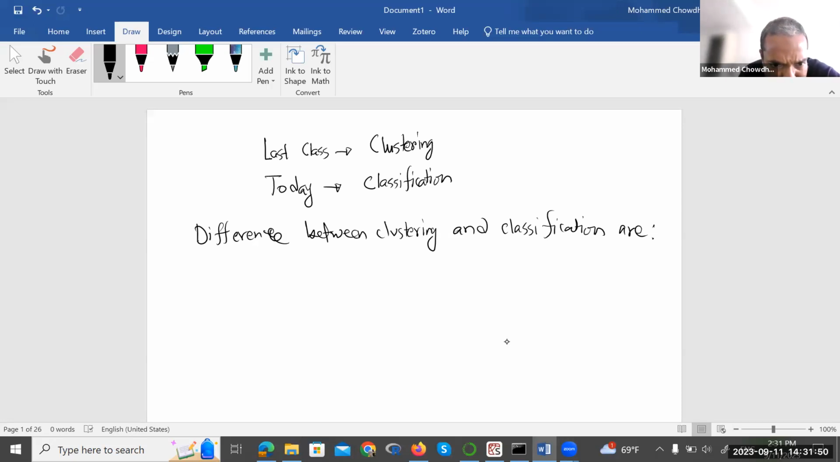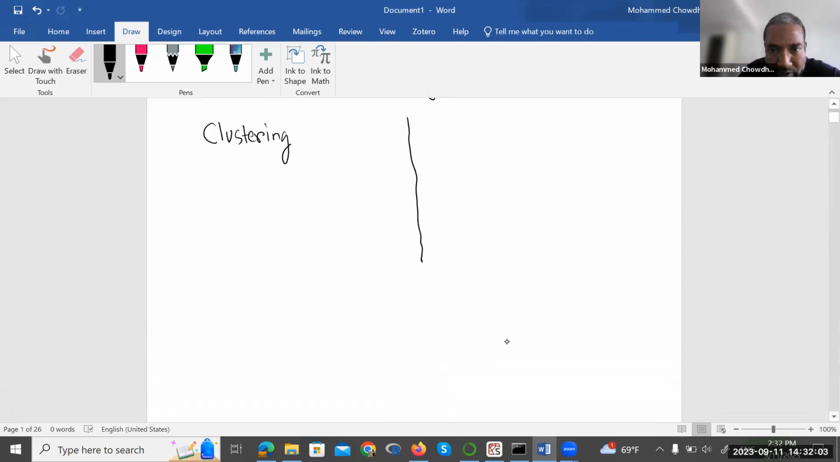So if I write here clustering, and then I put a partition in there, and then let me write it further like this, and I want to put here classification, then we can find the difference between them.